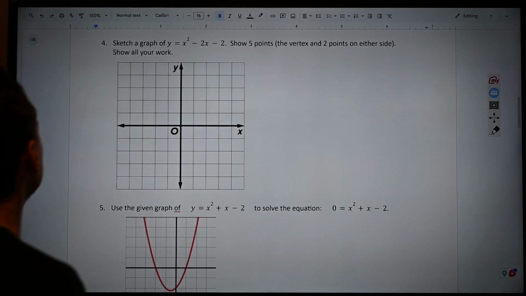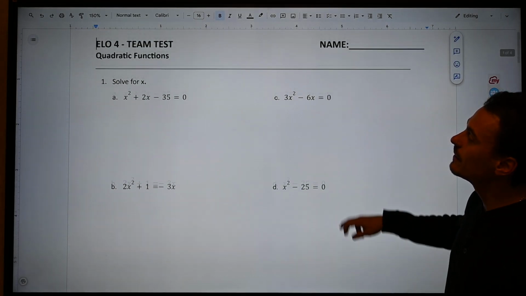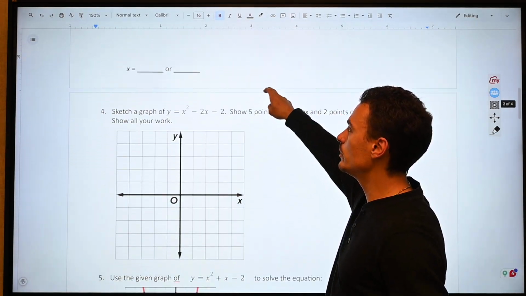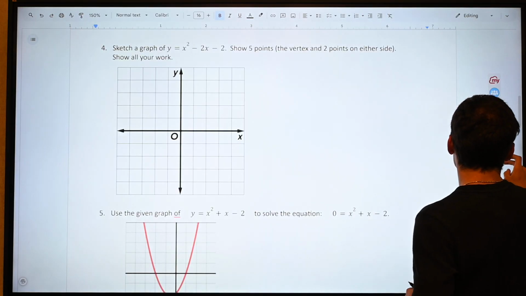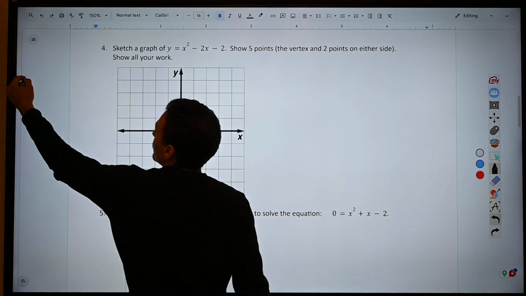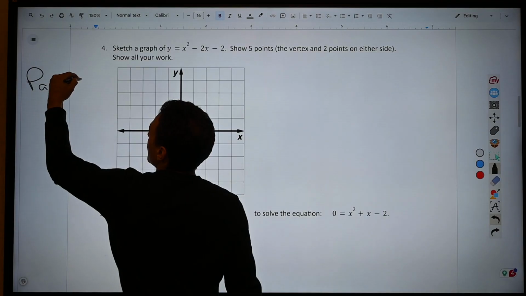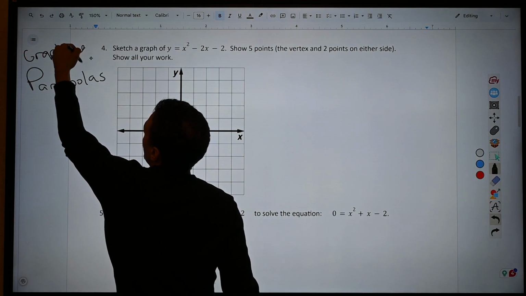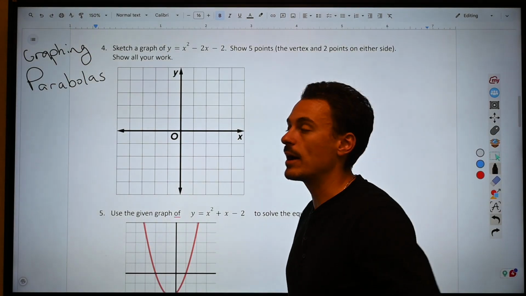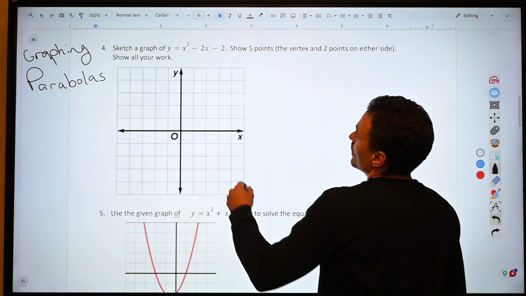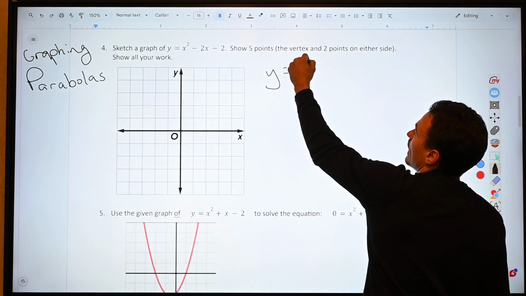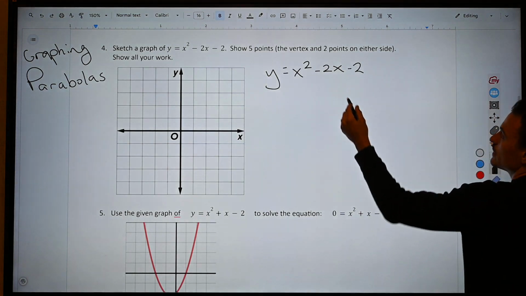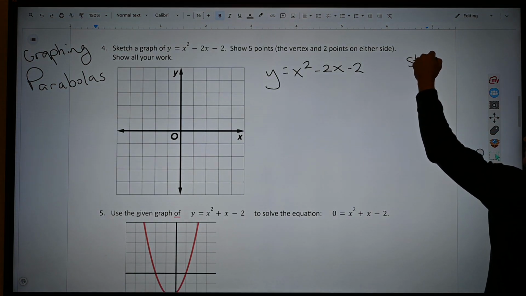All right, here is the ELO 14 test. This is the second video, so I'm actually moving on to graphing parabolas. Okay. So I'm going to do all the questions where it's graphing parabolas. Here we have y equals x squared minus 2x minus 2. This equation right here is in standard form.